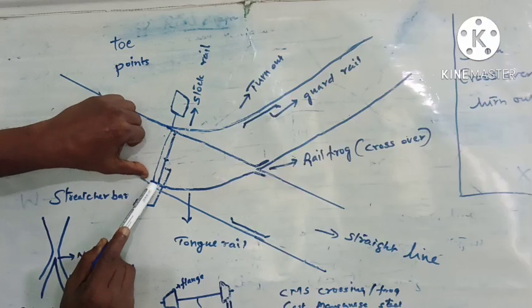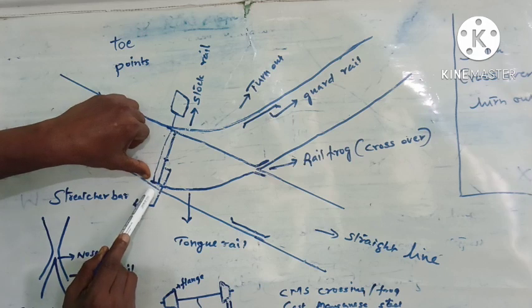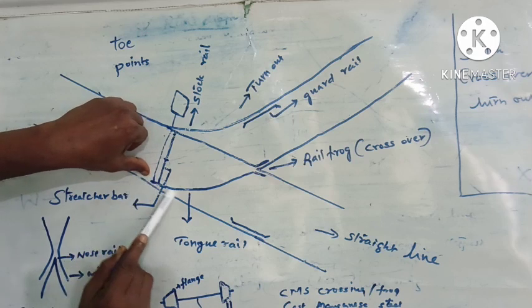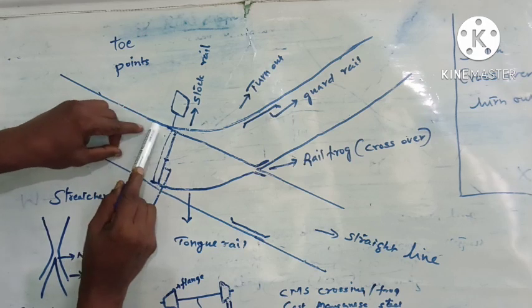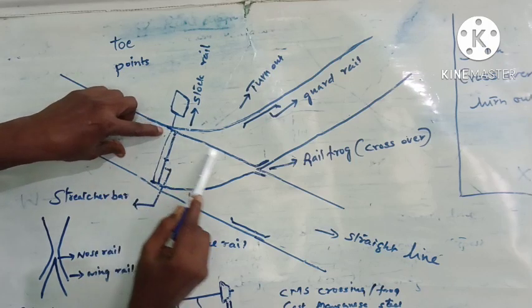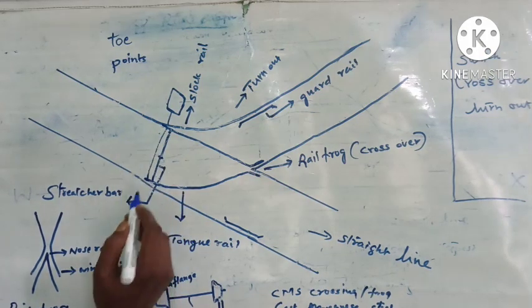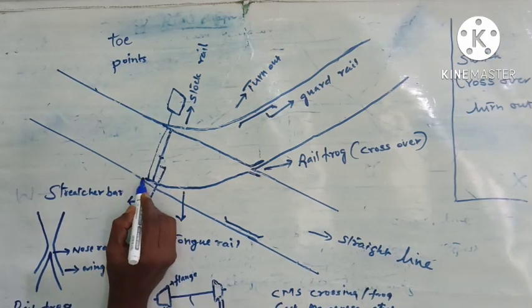So this will go in between this tongue rail and the stock rail. In between the tongue rail and the stock rail there is a gap, and the flange will move along this side. Whereas here there is no problem, it is close to this stock rail, so it will move in this way. When the switch rail is moved or operated in the reverse position, what will happen?